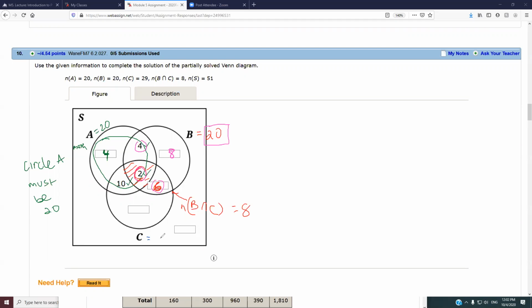Set C is, what is set C? 29. So I know this is 29. Well, I've already accounted for 10 plus 2, that's 12. 12 plus 6 is 18. So if I want to know this box right here, it's got to be 29 subtract 18, which is 11.